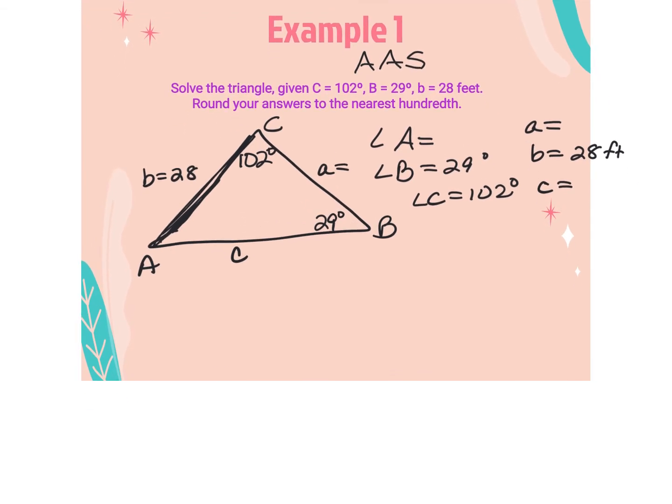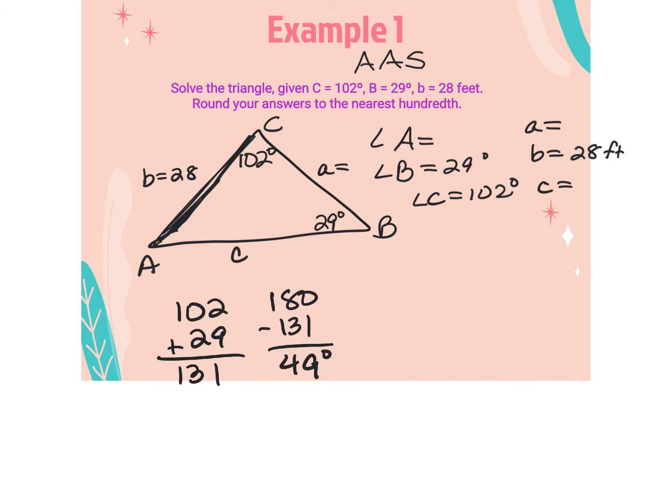So the first thing I'm going to do is find the measure of angle A. And to do that, I'm going to take the 2 angles they initially gave me, add them, and then subtract that sum from 180. And my third angle, angle A, is 49 degrees. So when you're given 2 of the angles, to find the third one, just add them and subtract from 180.